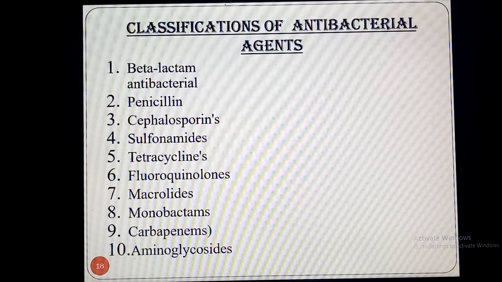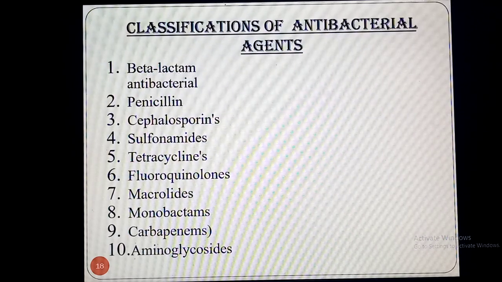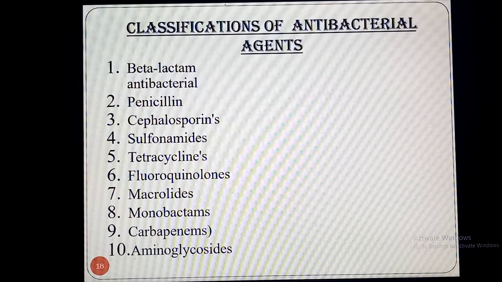Next, look here. This is simply the classification of antibacterial agents, the list of different types of antibiotics, and different antibiotics have different modes of action: beta-lactam antibiotics, then penicillin, cephalosporin, sulfonamides, tetracycline, fluoroquinolone, macrolides, monobactams, carbapenems, and aminoglycosides. This is the general classification of antibacterial agents.